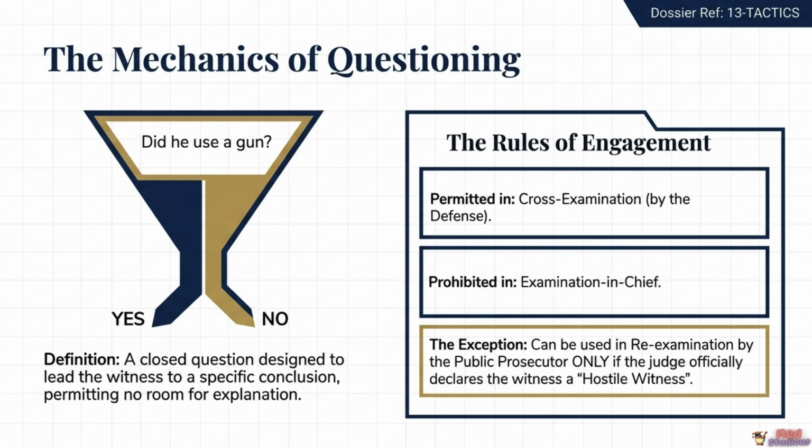During re-examination, the public prosecutor is normally prohibited from using leading questions unless the presiding judge has officially declared the witness a hostile witness. In that case, leading questions become permissible precisely because the witness has betrayed their own side and needs to be constrained. This is a highly testable and frequently misunderstood point.